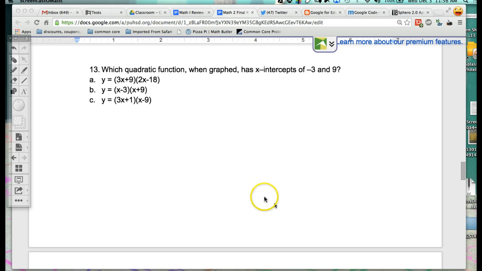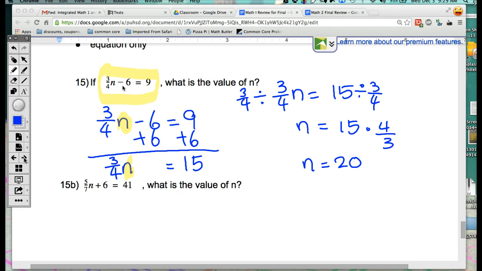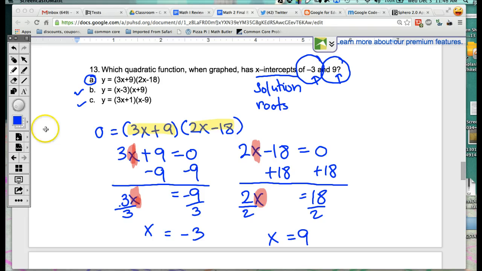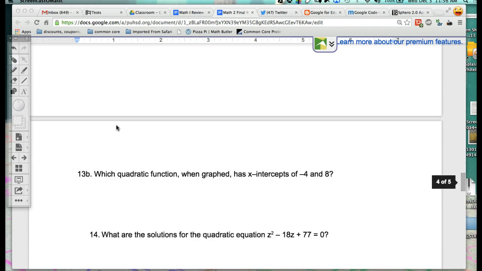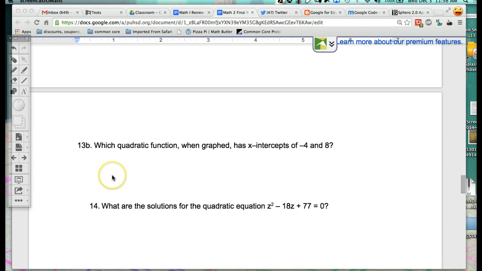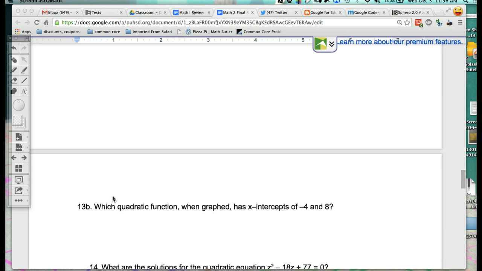Okay, so we got the answers for number 13. And what I want you to do next, I want you to go ahead and try and come up with the answer for 13B. So, which is, maybe I should do this.